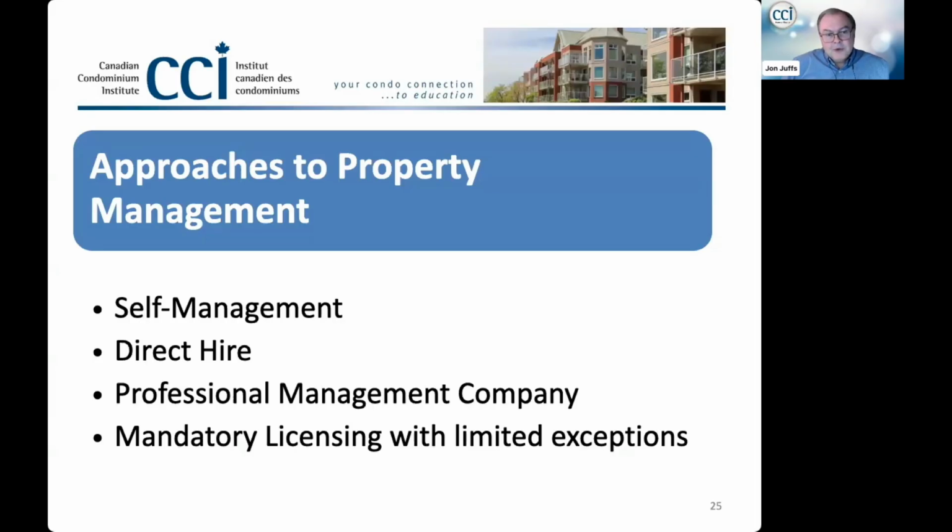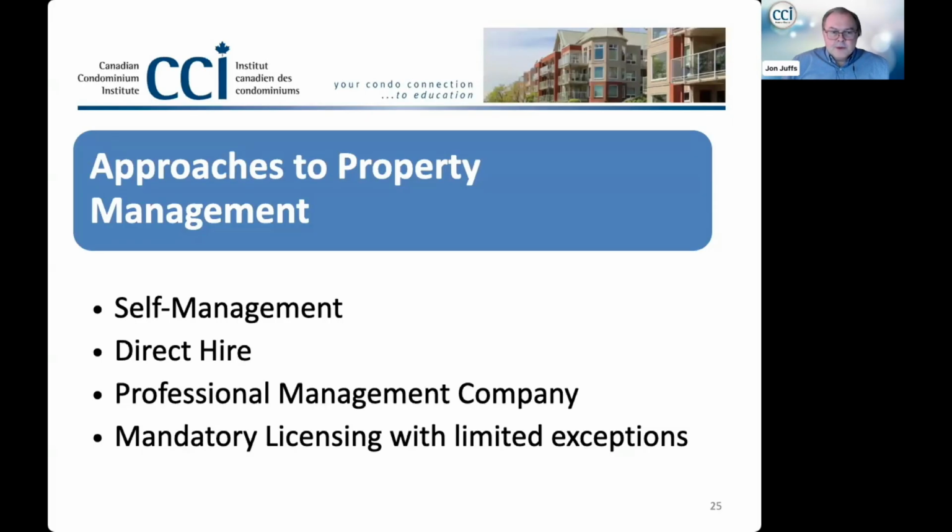And so more commonly, we see management firms being hired by condominium corporations. And this helps because most management firms have many licensed managers. And so if somebody is sick for a few days, or if there's a conflict between the way the board manages things and the way the manager sees things, maybe that conflict can be resolved by a new person stepping in instead. And there's a lot of benefits to that.